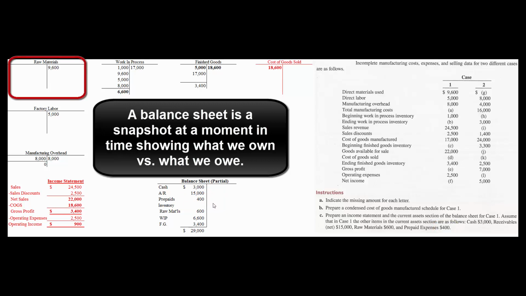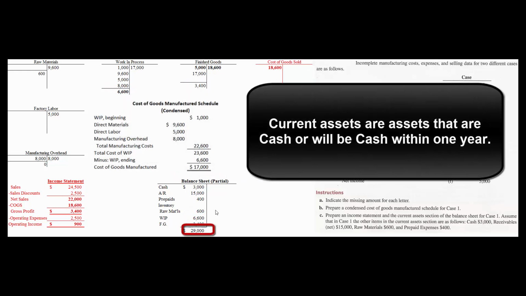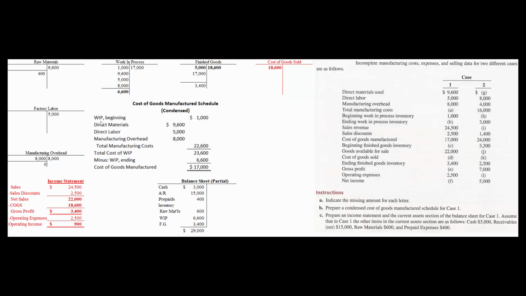And then, as I say, we have three kinds of inventory. Stuff we're going to work on, and the problem tells us that the ending raw materials inventory is $600. And stuff we're working on, that's the $6,600. And the stuff we're finished working on, that's the $3,400. That gives us a total of current assets, stuff that is cash or will be cash within the next year, of $29,000.